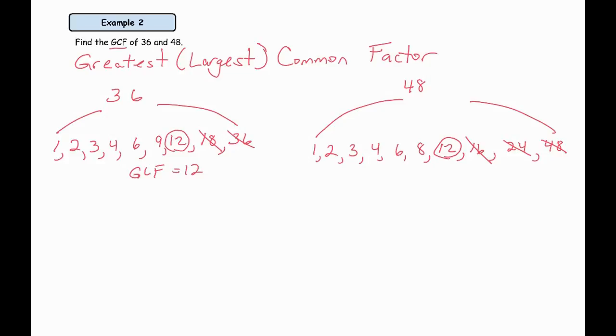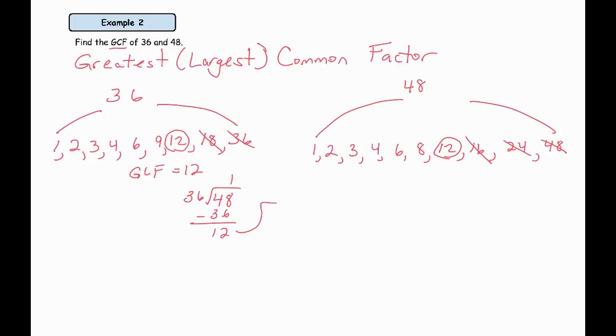Now I'm going to show you another way that works beautifully to find the greatest common factor of two numbers. We're going to look at 36 and 48, and we're going to start by dividing the larger number by the smaller number. We're going to keep dividing until we have a remainder of 0. I'm going to show you how this works. 36 goes into 48 once, and 36 times 1 is 36, and we get 12.